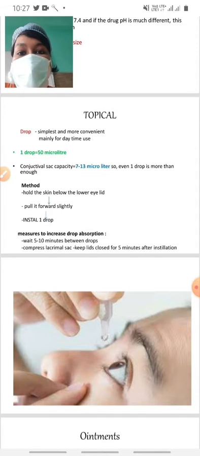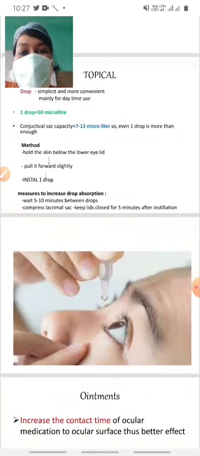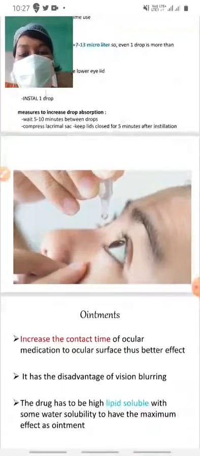So what is the method of instilling a topical drop? We hold the skin below the lower lid, pull the lower lid forwards and instill one drop, not more than that. And what are the various methods of increasing the drug absorption? We should wait at least 5 to 10 minutes between two different drops, and after giving the drop we should ask the patient to keep the eyes closed for at least 5 minutes, and also compress the lacrimal sac.